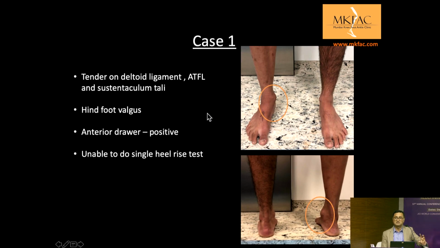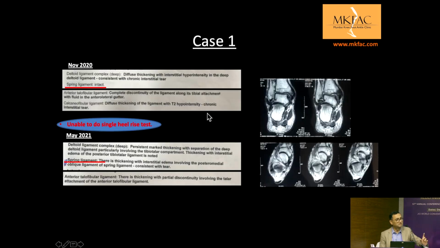You can see there is a slight medial side prominence. The medial malleolus looks prominent and a bulge is seen there as well. Drawer test was positive and he was unable to do a single heel raise. Now look at the difference between the MRI at the top and the bottom.